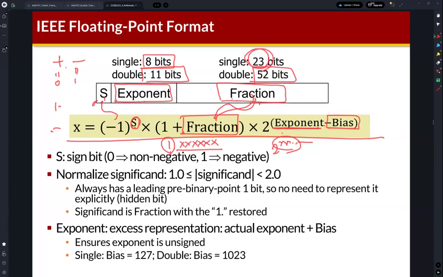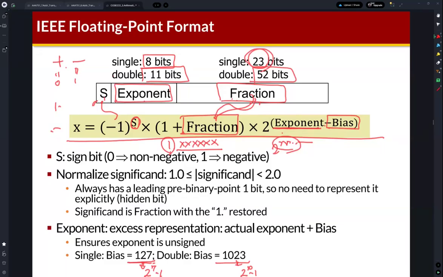So this bias value is 127 for single precision, and 1023 for double precision numbers. So you can find that this is 2 to the power of 8 minus 1, right? This is 2 to the power of 10 minus 1, right? Oh, no, it's a 7. Sorry, just 7.